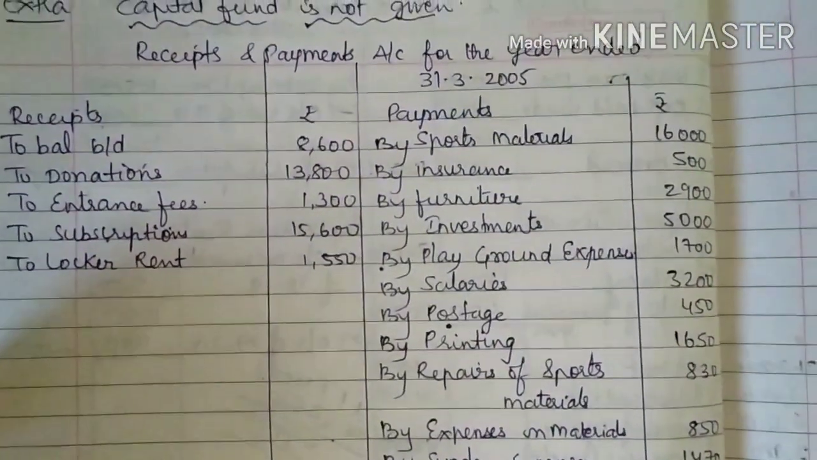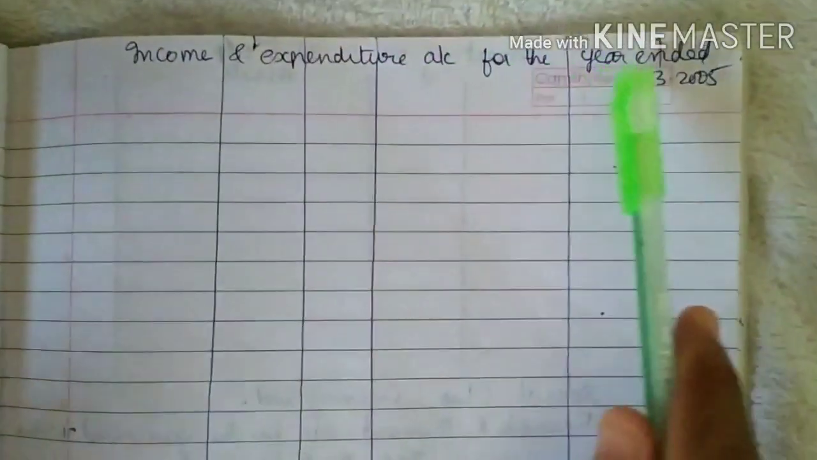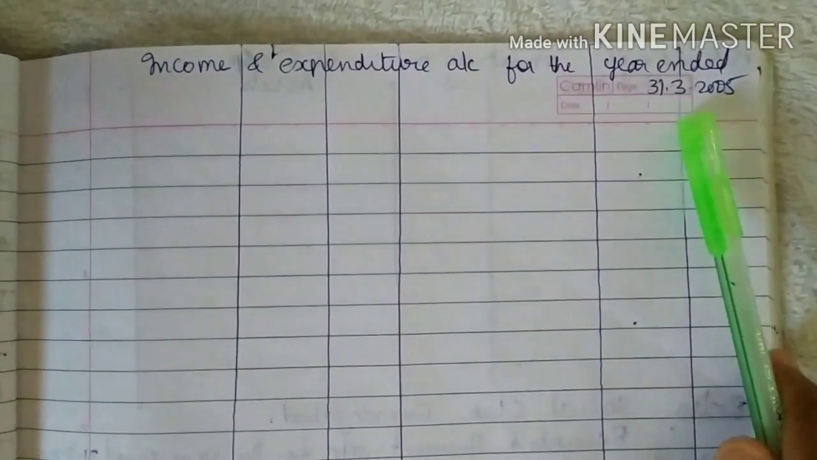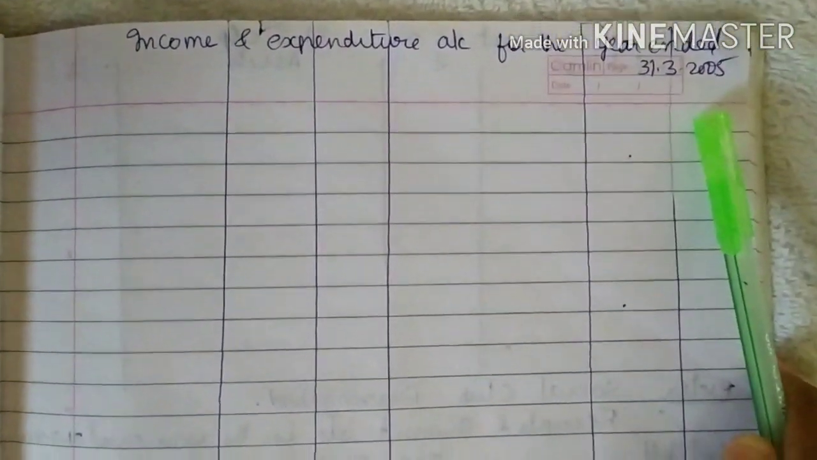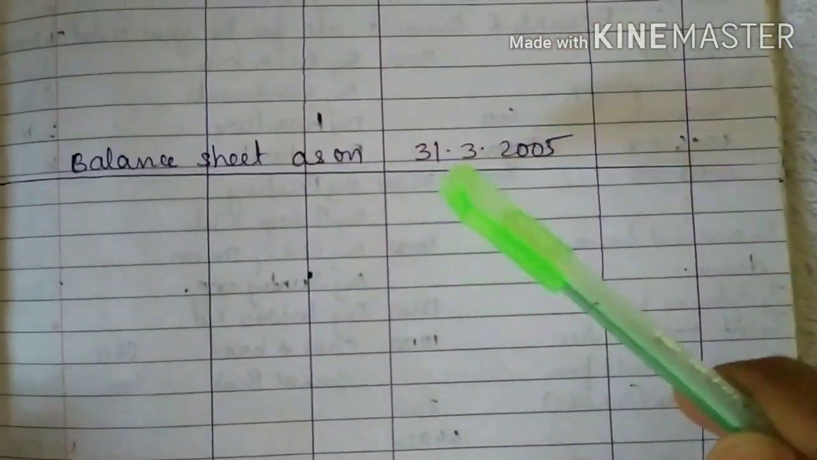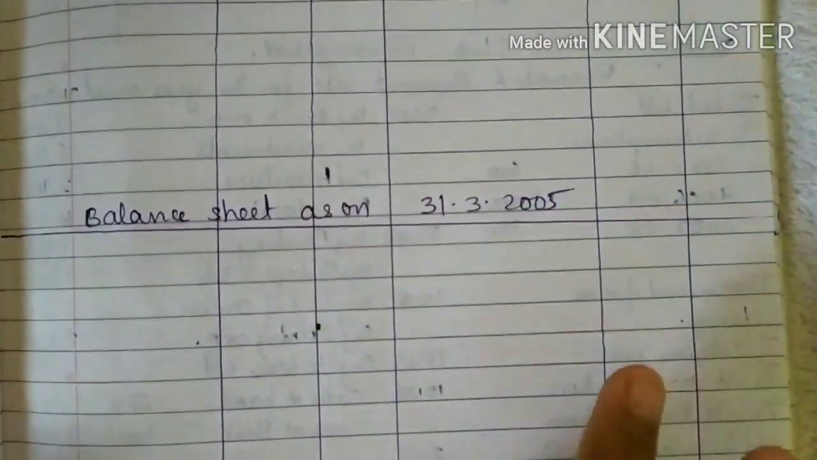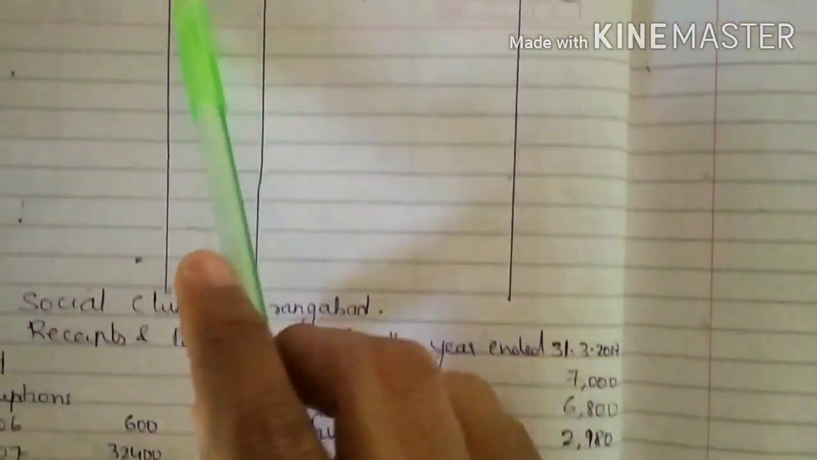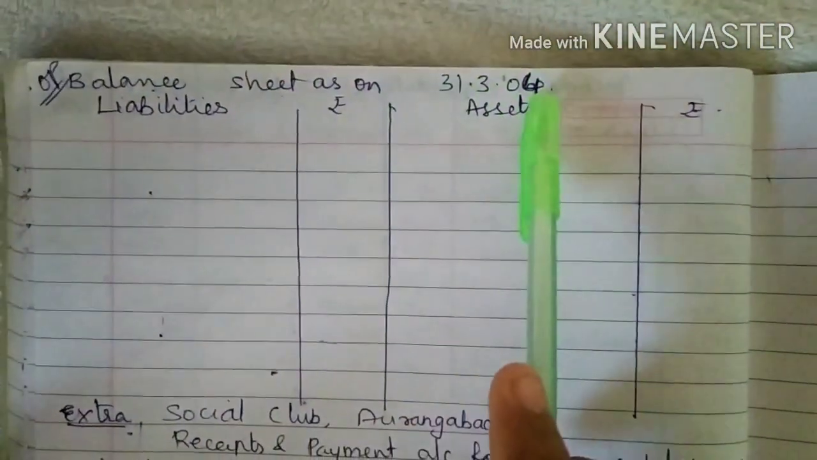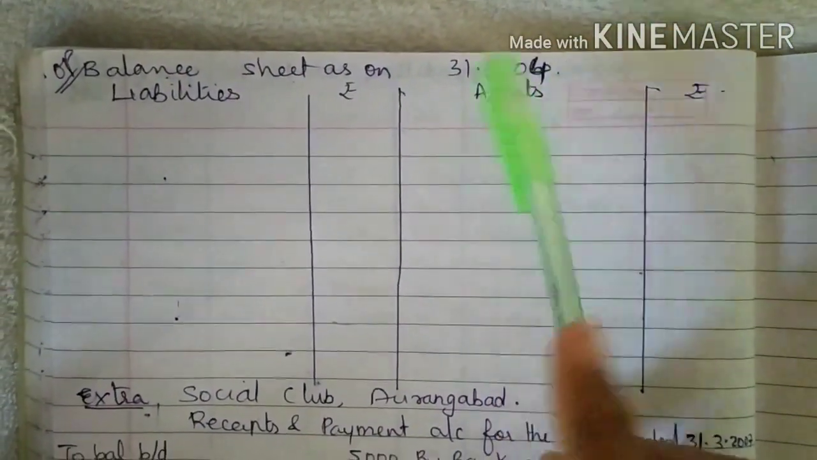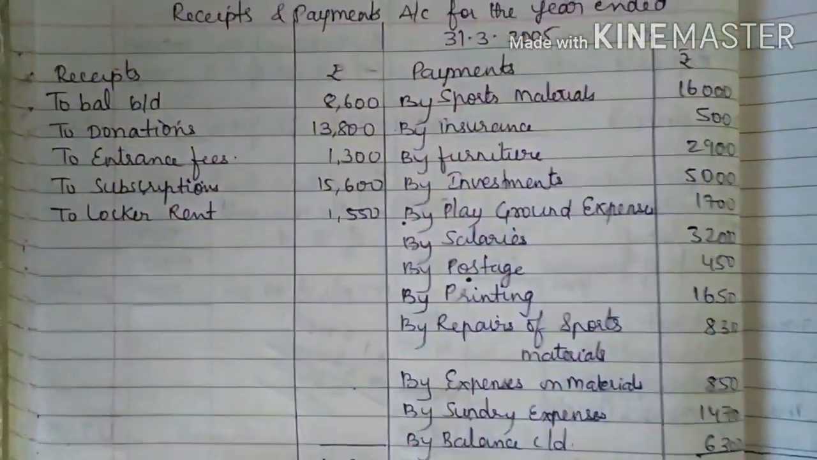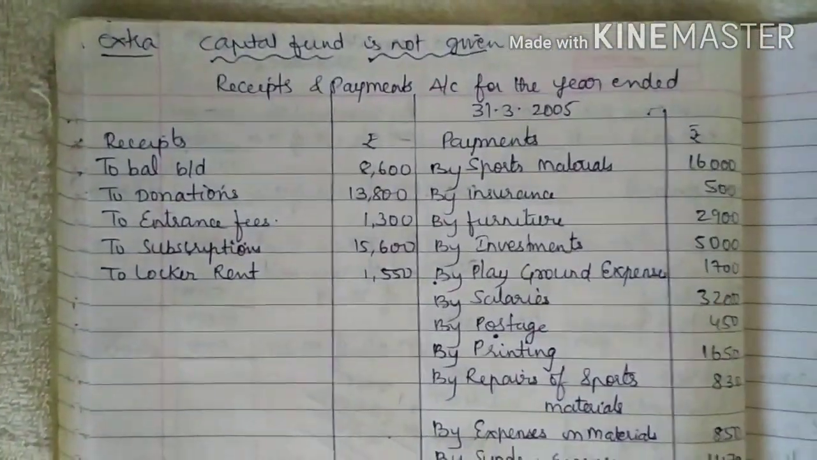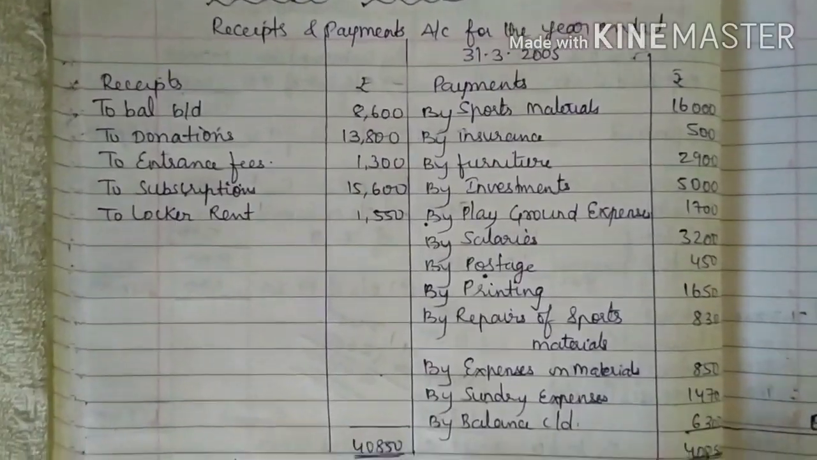Okay. So as usual we have an income and expenditure account for the year ended 31st March 2005, and a balance sheet as on 31st March 2005. The opening balance sheet is the balance sheet as on 31st March 2004. Now we will start solving. First we will tick mark all the adjustments.